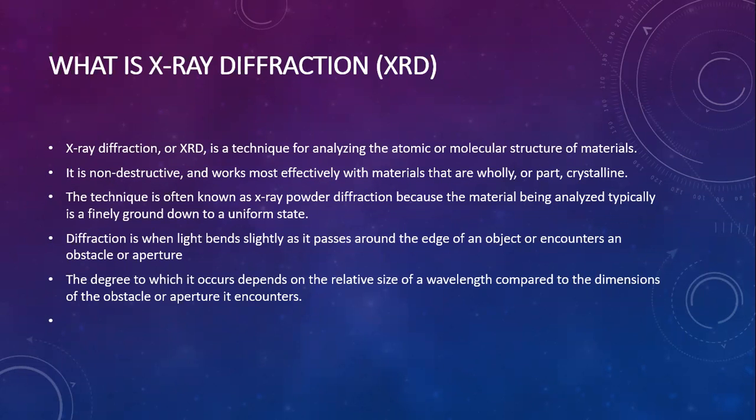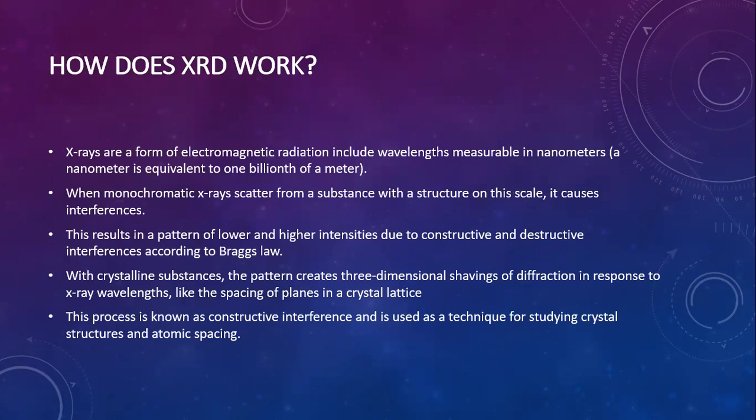a uniform state. Diffraction is when light bends slightly as it passes through the edge of an object or encounters an obstacle or aperture. The degree to which it occurs depends on the relative size of the wavelength compared to the dimensions of the obstacle or aperture it encounters.